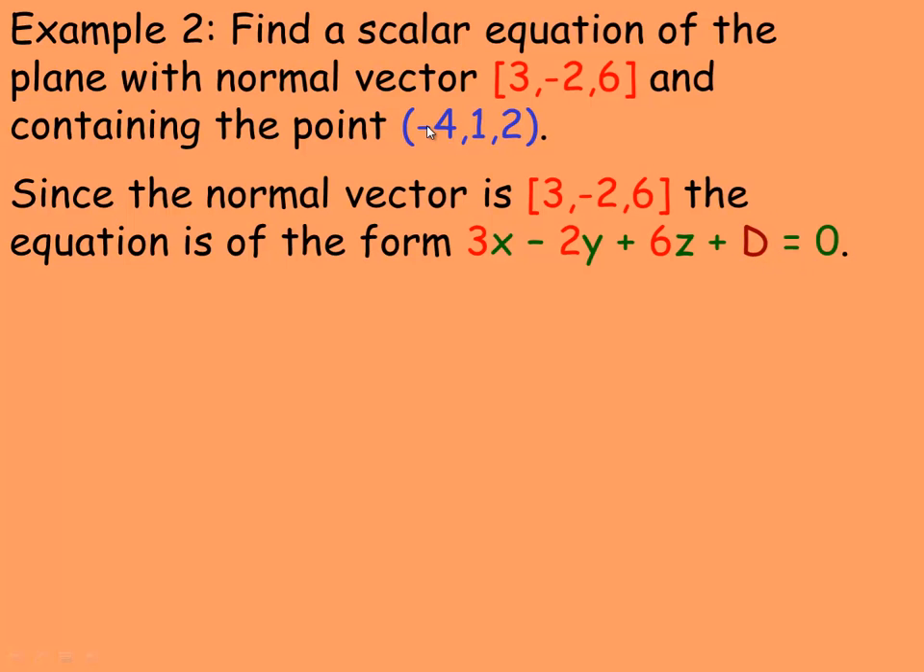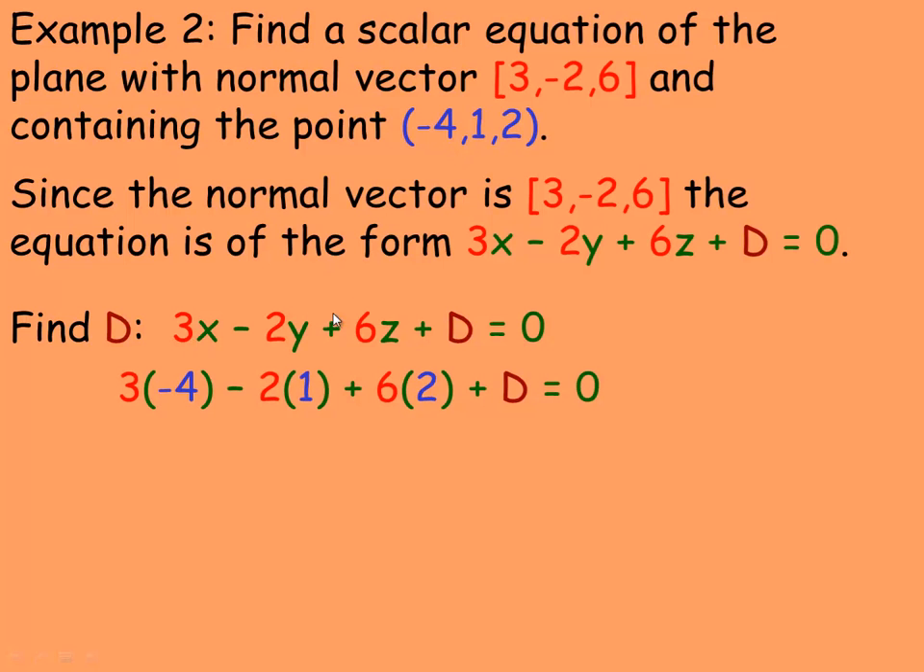Now the way we find d is this point is supposed to be in the plane. So if this point satisfies the equation of the plane because it's supposed to be on the plane, then we can substitute to find d: the negative 4 in place of x, the 1 in place of y, and the 2 in place of z, because if that point's on the plane, that better satisfy the equation, which means that if we substitute in, it should make both sides the same. And so if we expand this out, that's negative 12 minus 2 plus 12. Well, these opposite 12 and negative 12 would just add to 0. And so we get negative 2 plus d equals 0, so d would have to equal 2.